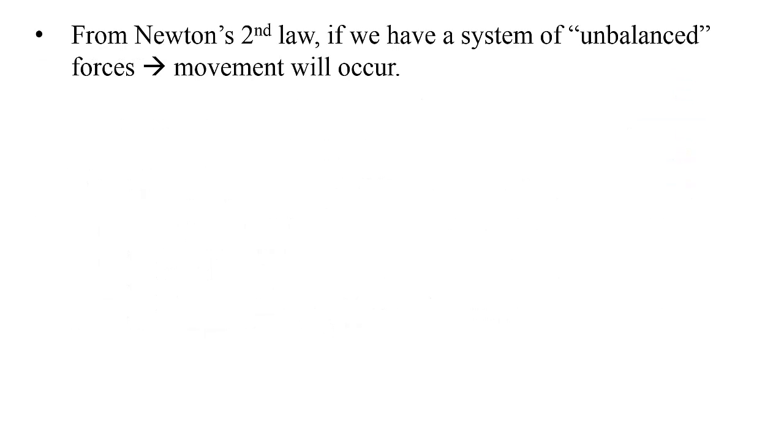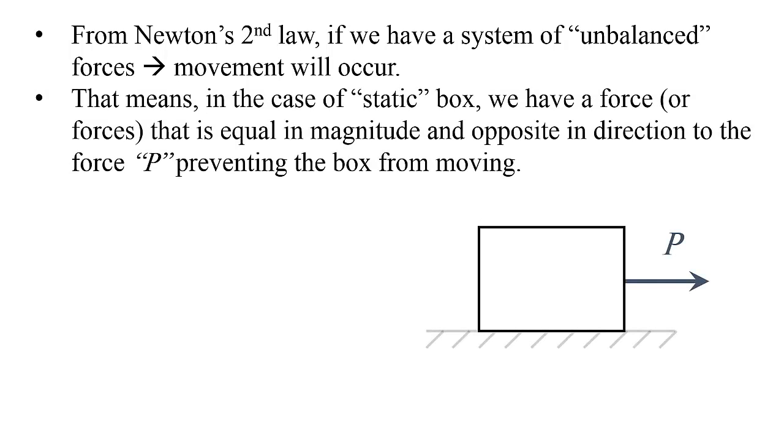We know from Newton's second law, if we have a system of unbalanced forces, movement will occur, right? So which means in the case of static box, that is a box that doesn't move, we have a force or bunch of forces that is equal in magnitude and opposite in direction to the force P, preventing the box from moving. Otherwise the box will keep moving in the direction of P. So there exists a force that resists this kind of movement.